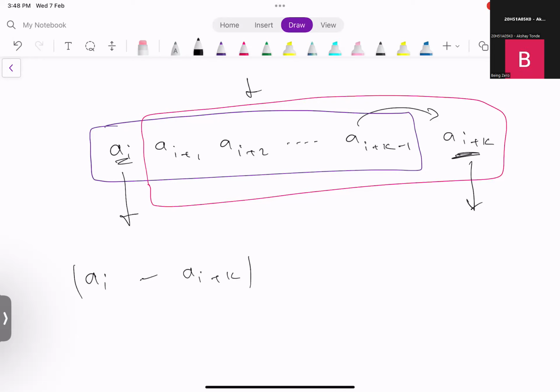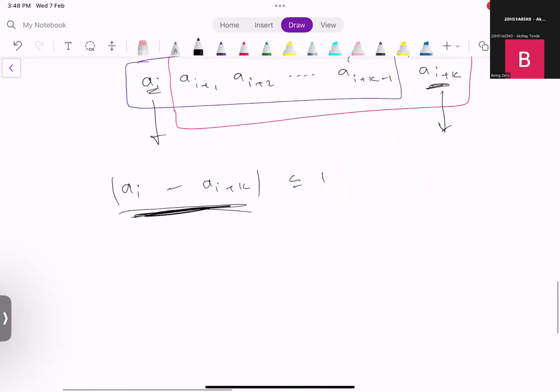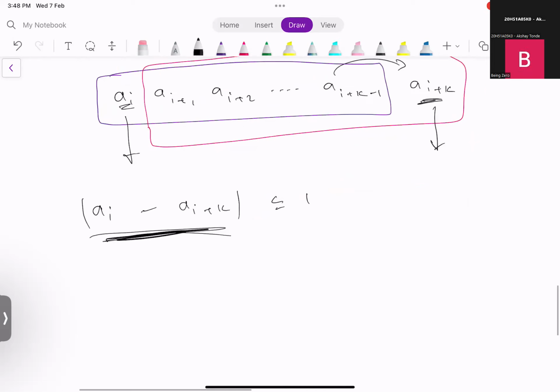Absolute difference of these both will always be less than or equal to 1, okay? And this condition will hold true for all the i throughout the entire array, okay? Right? This condition will hold true for the entire array. Now, how can we use this condition to our benefit?